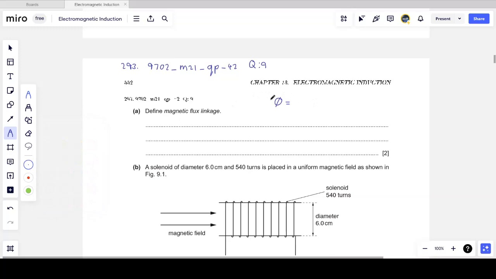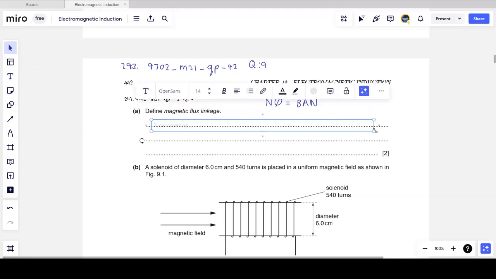So phi, which is magnetic flux, multiplied by N gives me the flux linkage. And this is BAN. So for a certain surface, it is the uniform field, or uniform flux density B, times the cross-sectional area A of that surface times the number of turns in the wire. And this actually helps me write a definition. If I've forgotten what to write, I can use the equation to help me write the definition. So it is basically the word version of what I've written there.